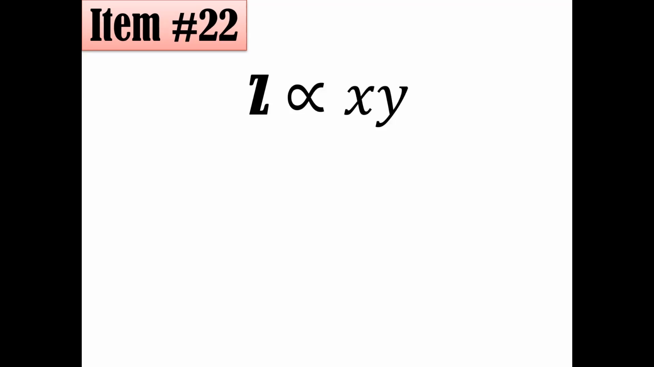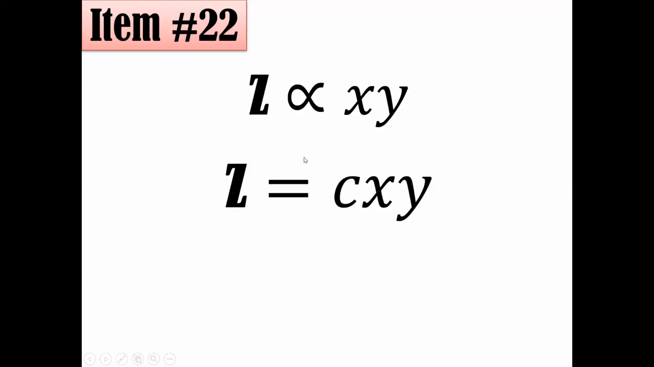Kung directly proportional po siya, sa numerator lang ilagay, okay? Pero kapag indirectly or inversely proportional, sa denominator po ito ilalagay. Okay? And we don't know yet the constant of proportionality to make this relationship possible. Let's denote that by C. And the proportionality symbol becomes equals now. Hence, the equation is Z equals C xy, where C is the constant of proportionality. Letter C.